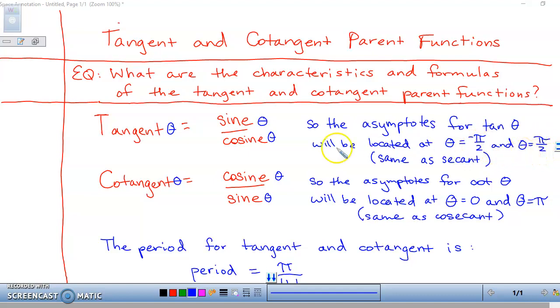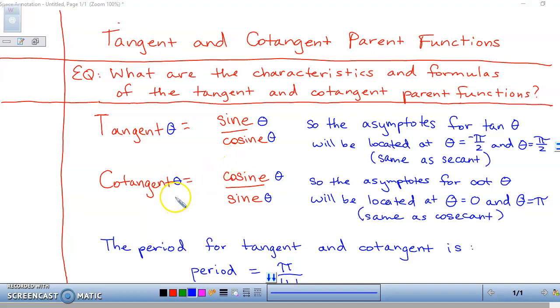And the reasoning for that is that at pi over 2 and negative pi over 2, the value of the cosine of theta is 0. And remember, we can't divide by 0, so at those places we will have vertical asymptotes. You'll recall that these locations are the same as the locations for secant, because secant is 1 over cosine.